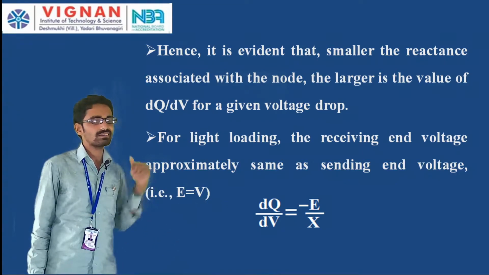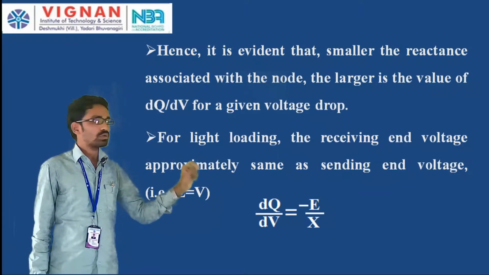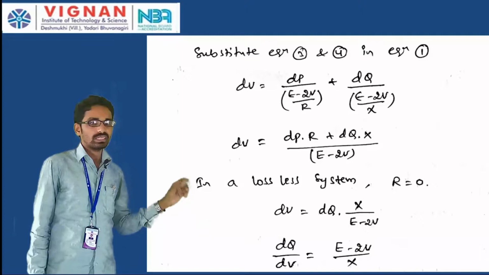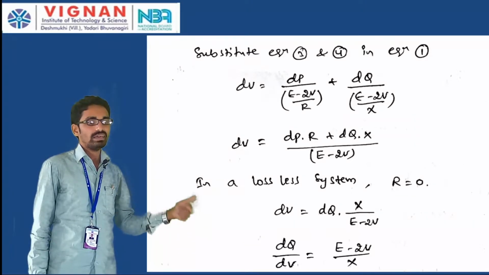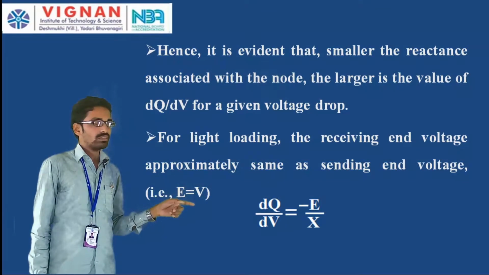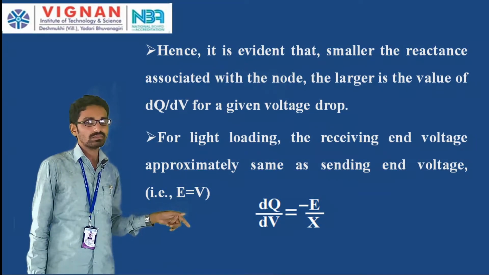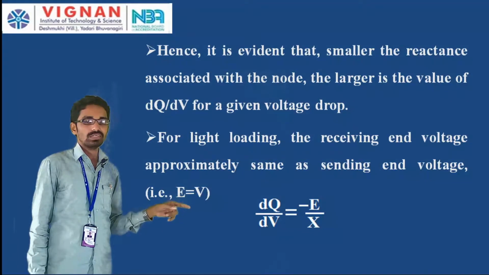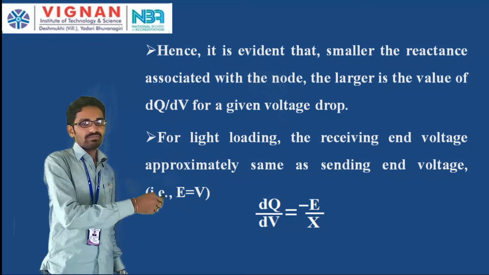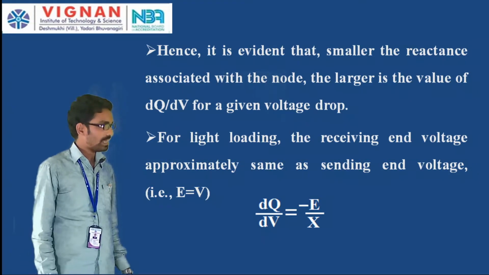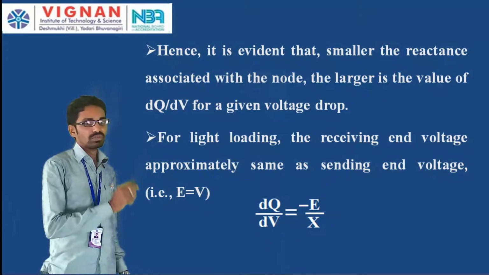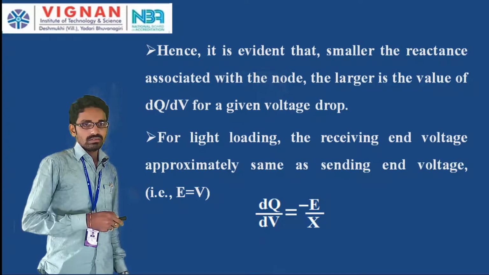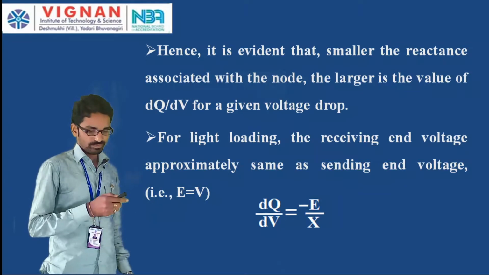We can say easily lossless system, right. That is E is equal to V. So, if I substitute E in the place of V, that is E minus 2E by X, you are going to get dQ by dV value as minus E by X, because E minus 2E is nothing but minus E. Then you are going to get dQ by dV is equal to minus E by X. So, that is the relation between the real power and reactive power at a node, right. Real power, reactive power and voltage, right.